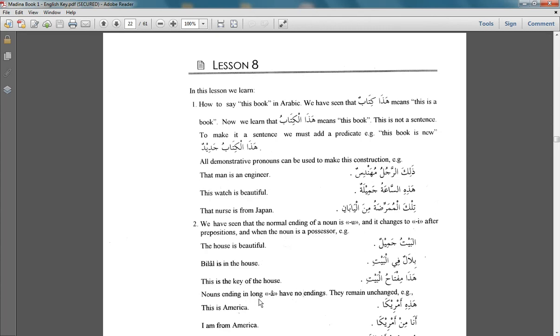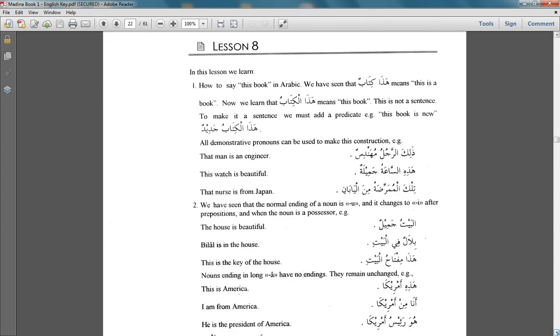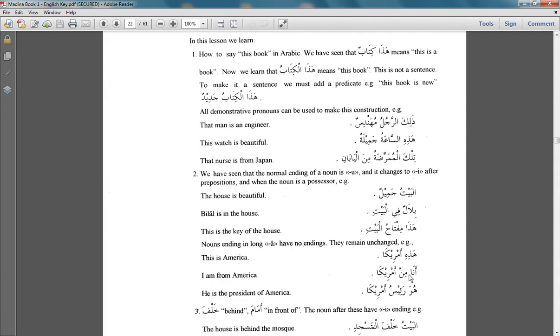Nouns ending in long a have no endings. They remain unchanged. So for example, Musa, Isa, physically no change occurs to them. For example, هذه أمريكا, in a normal noun you would get a dhamma on the end, but because it ends in a, it remains unchanged. This is America, هذه أمريكا. أنا من أمريكا, I am from America.